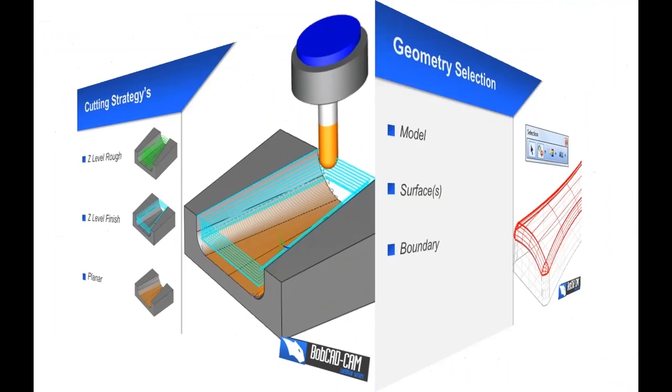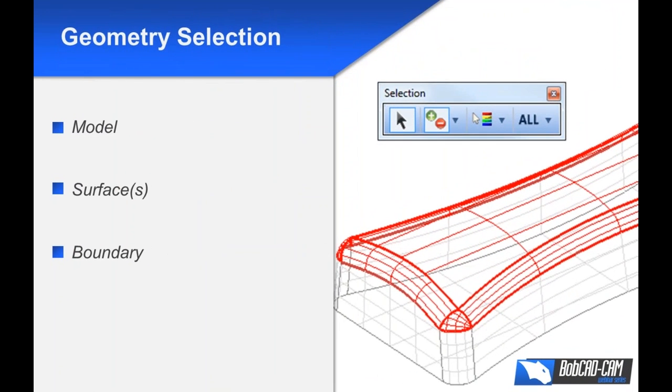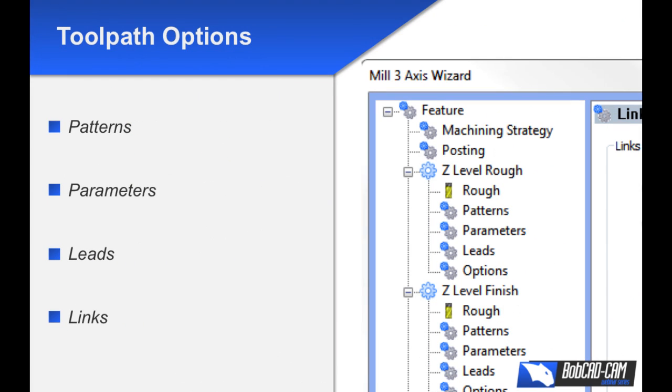All right. Now, the other thing we're going to talk about is geometry selection. This is really important. Are you applying your toolpaths to your model? Are you applying your toolpaths to a single surface or multiple surfaces? How do you contain your toolpath, your boundary support? So we're going to go into details of working on a model, working on a single surface, and using boundaries and different ways you can control where your toolpath is being generated. We're also going to go into detail about toolpath options, the patterns, parameters, leads, and links.